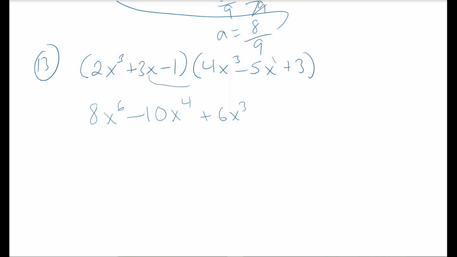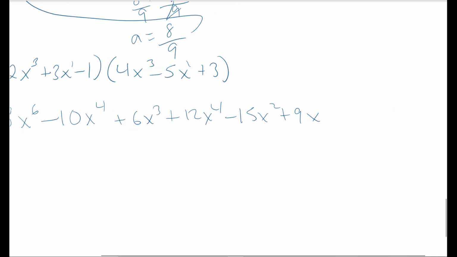All right, now you go 3x times 4x cubed. So it's positive 12x to the 4th. You have a total of 4 x's there. Positive 3x times negative 5x is negative 15x, total of 2 x's, so squared. 3x to the first power times positive 3 is positive 9x. All right, we're going to continue. Negative 1 times 4x cubed is negative 4x cubed. Negative 1 times negative 5x is positive 5x. And then negative 1 times positive 3 is negative 3.